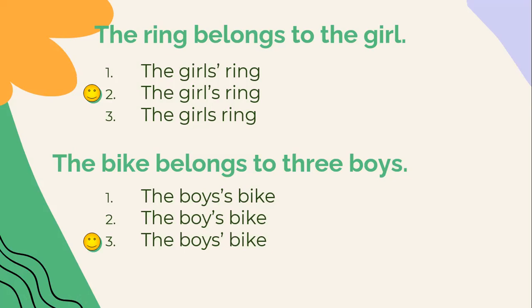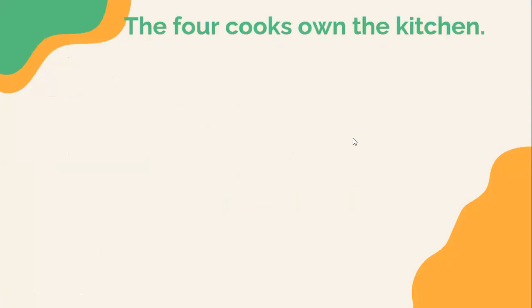So when I have a singular noun, I add apostrophe and S to the singular noun. But when I have a plural noun with an S in it, I just add an apostrophe. Two more examples.